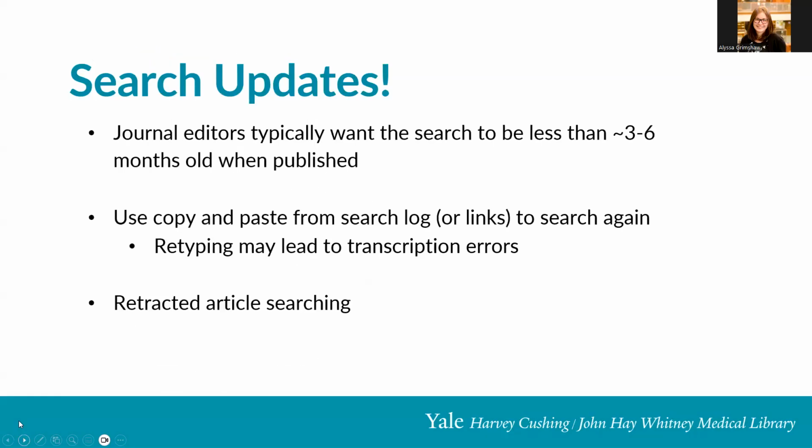Okay, search updates. And you can see I'm always really excited about search updates. Journals and editors typically want the search to be less than 3 to 6 months old at time of publication, which I realize is impossible, right? I just told you that it takes my teams frequently 2.5 years. And I'm not saying that it has to take that long. Sometimes people do it faster. Sometimes they do it slower. But journals want it to be up to date. They don't want to have a synthesis that's already outdated at time of publication. So frequently you need to do a search update.